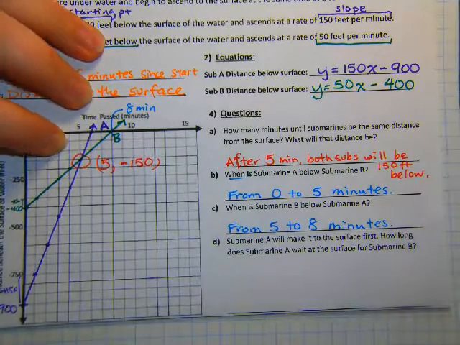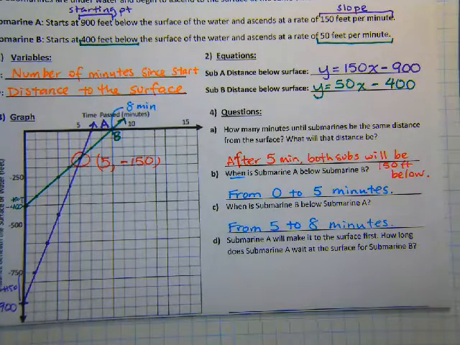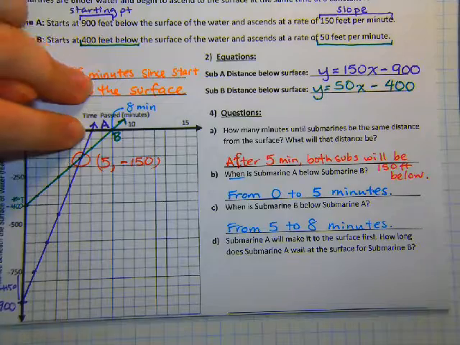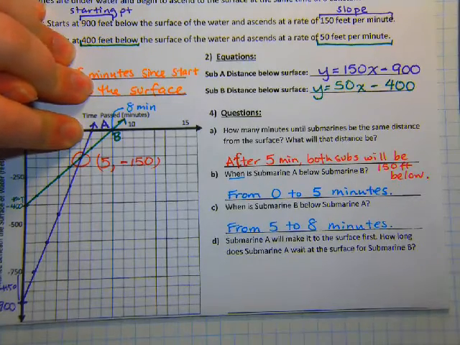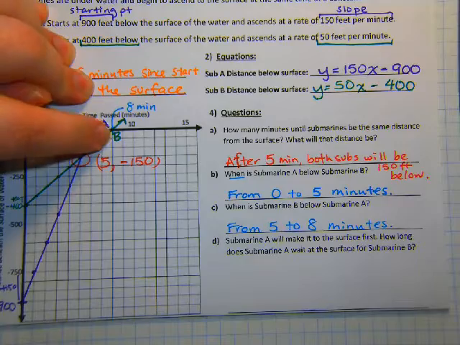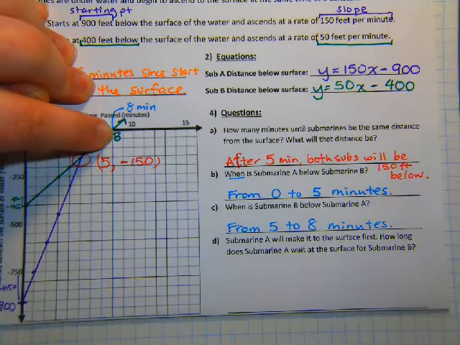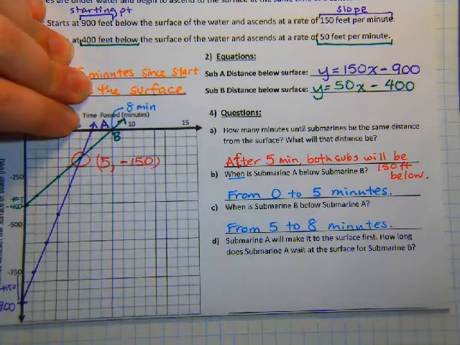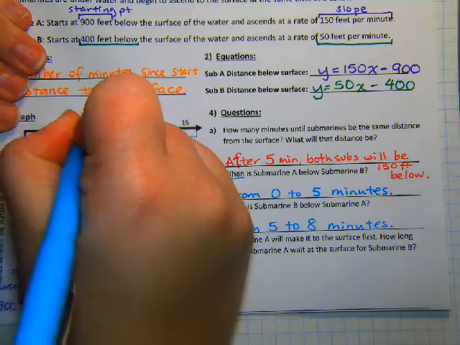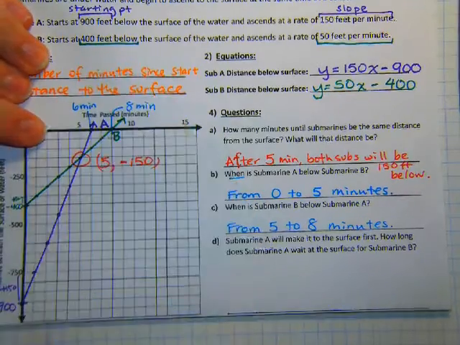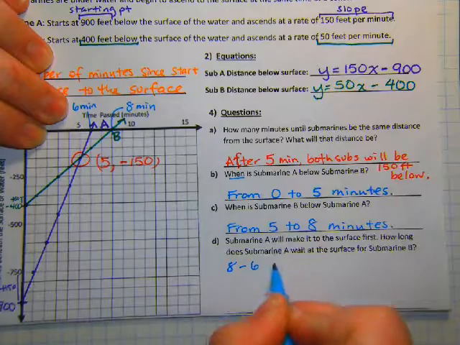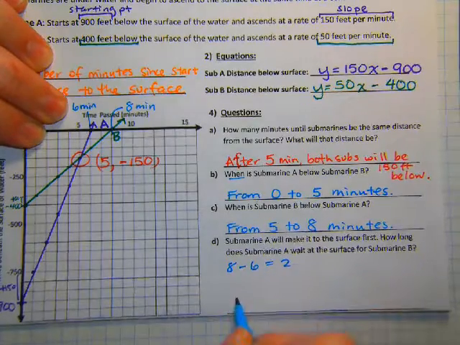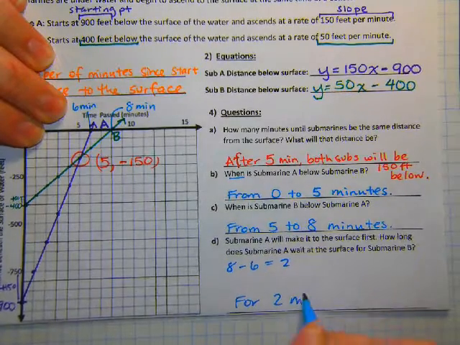Okay. Lastly, it says submarine A will hit the surface first, just right there. How long does submarine A wait at the surface for submarine B? Well, here I already did some of the work for us. Submarine B hits here at 8 minutes. When does submarine A hit? So from 8 minus 6 is 2, so 2 minutes.